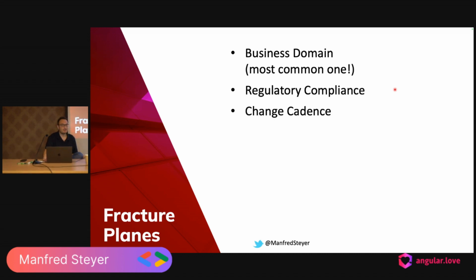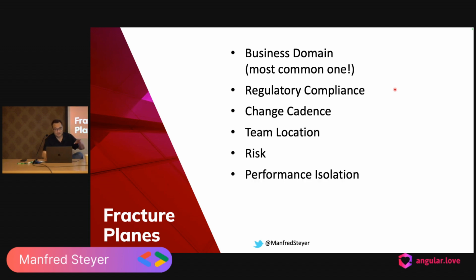Or change cadence. If you have one area that is not changing a lot and another area that is changing on a regular basis because you have to align with laws and otherwise you have an issue, then also this could be an indicator that you have a team for those rapidly changing stuff. And there are other things like team location, risk, performance isolation, technology, or even user personas.